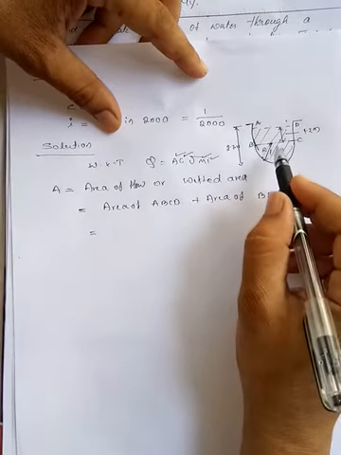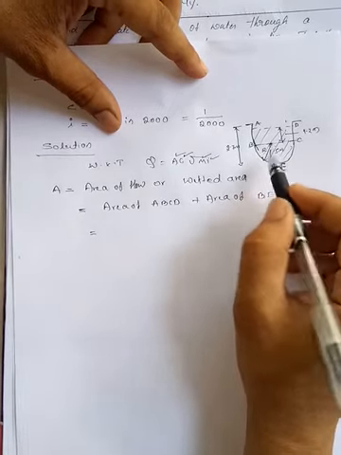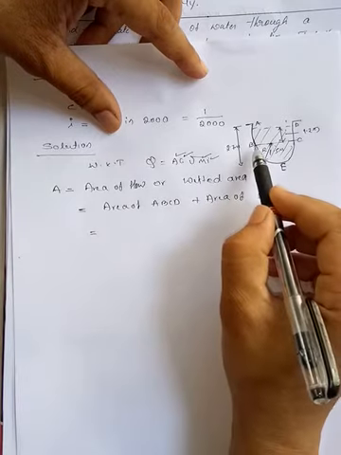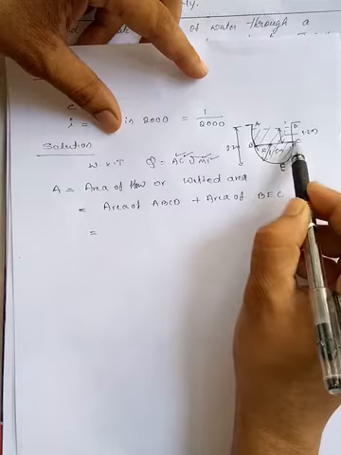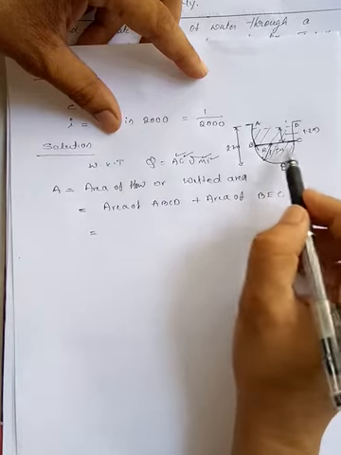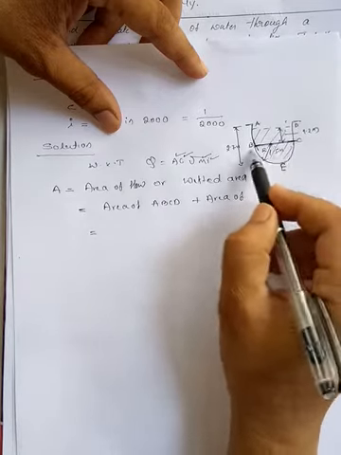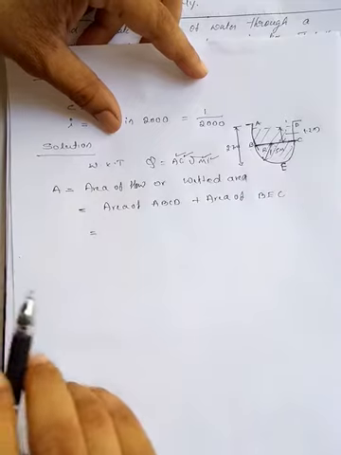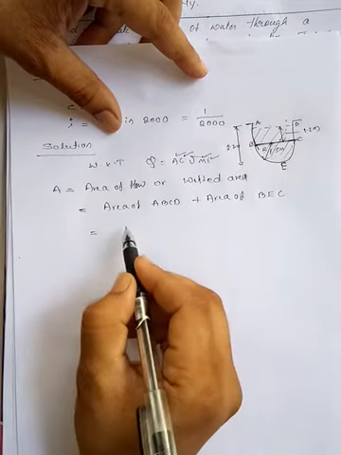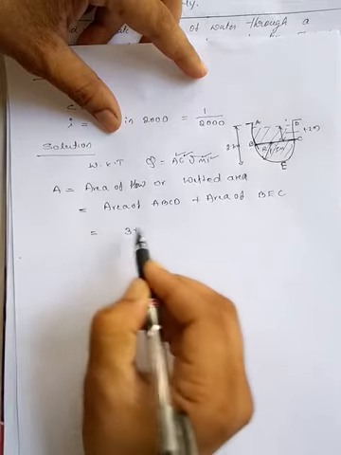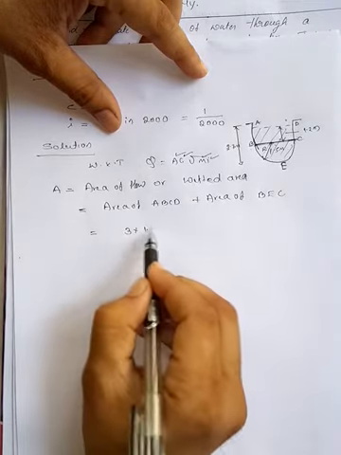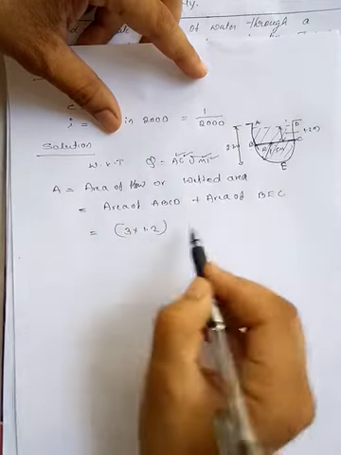How much is the width? See here, the radius is given as 1.5 meter, so the width will be 3 meter, right? This is the diameter of the semicircle. Radius is 1.5 meter, so it will be 3 meter. Clear, right? So area of the rectangle is width into depth, 3 into 1.2 meter. So area of ABCD is over.